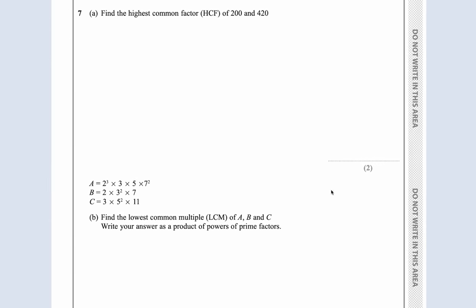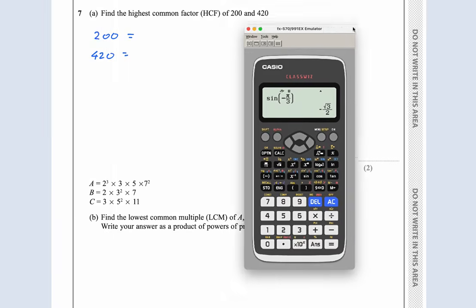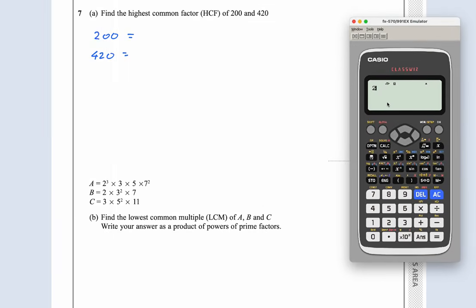Question 7. Find the highest common factor, HCF, of 200 and 420. Right, 2 marks, guys, which means we can go straight to 200 equals and 420 equals. And I'm going to use my calculator here, show you a little trick if you don't know it already, guys. We can do 200 equals like this, and then if we do shift here and we get this fact, it gives us the factors.